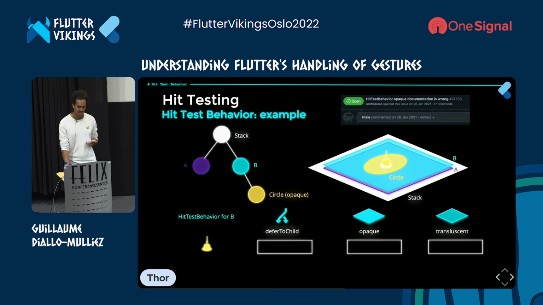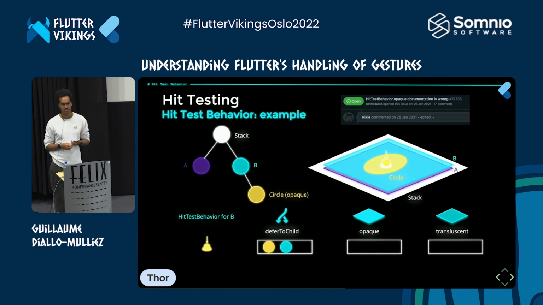If the hit test behavior of B is defer to child, then it defers to its child, which is the circle, right? And the circle is opaque, so it answers yes to the hit test. So B answers, as its child also does, yes. So they both answer yes, and they both are added to the hit test result. Now, what happens if B is opaque? I told you that they always forward that to the children, so it forwards to the circle, which answers yes, and B also answers yes. So they both answer yes, and we have the same hit test result in this case.